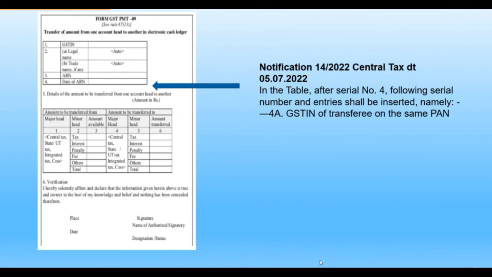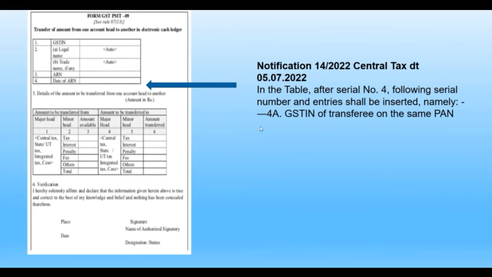Post notification 14/2022, they are amending the PMT 09 by inserting a serial number 4A, that comes after this 4. That is what they have proposed, that a 4A will be added, where the GST number of the transferee under the same PAN will also be mentioned. This particular amendment is still not given effect in the GST portal. We hope it will soon be given effect.